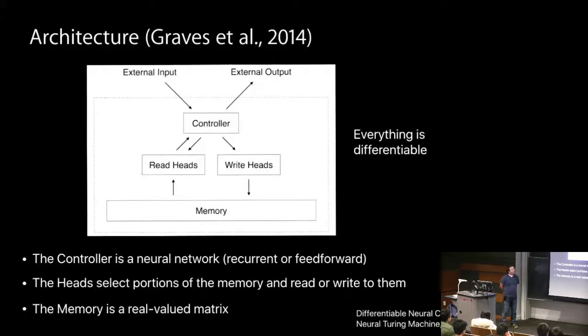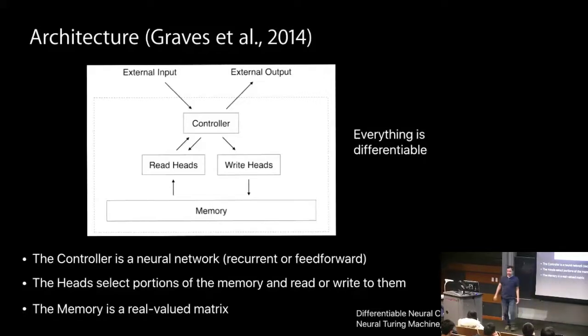And everything here is differentiable. That's important because that allows you to develop algorithms that basically allow you to learn what you need to write into the memory, right? What information you need to write into the memory. So, Russ, what is the most exciting part about this memory?